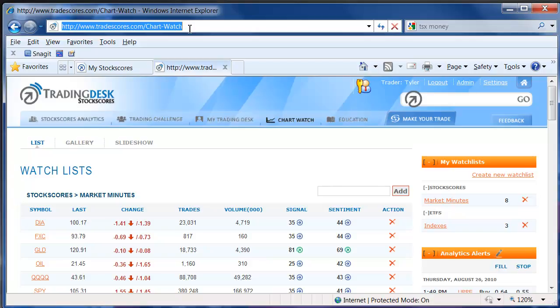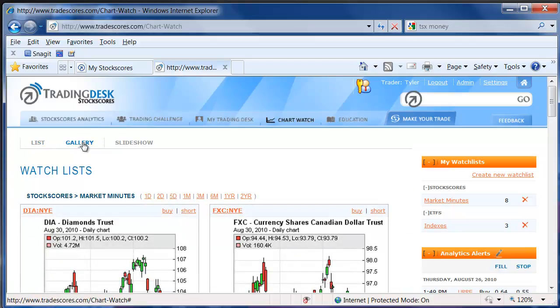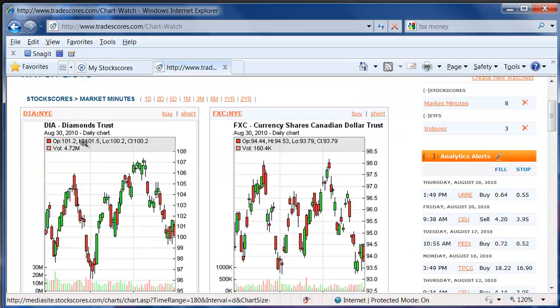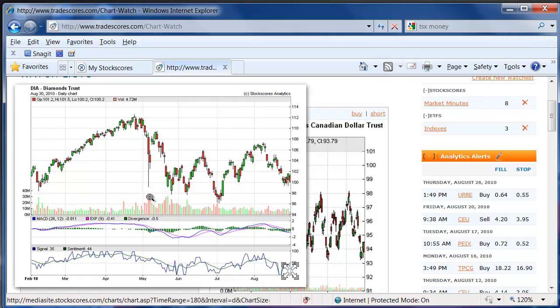What I want to start off with is a look at the charts that I like to look at every week. I'm in the chart watch area looking at a list view of the charts. I'm actually going to switch that to gallery view, and you can see these little miniature charts of some of the key indexes that I like to follow. Now what we'll do, as I always do with this presentation, is just look at some of the charts and determine whether the market is likely to go up or down from here.